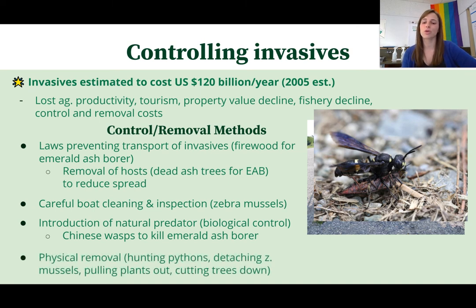You can also just do physical removal. For example, hunting pythons, just removing them by killing them. You can detach the zebra mussels. You can pull plants out. You can cut trees down. A lot of times this is not going to be your most efficient because sometimes they multiply faster than you can take them out, but it is an option.